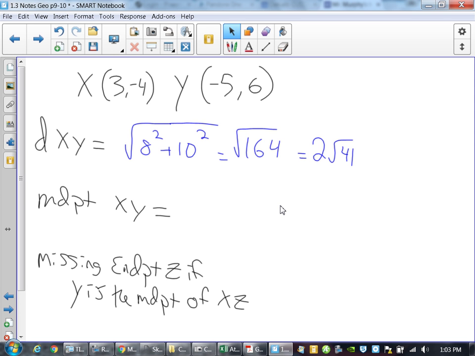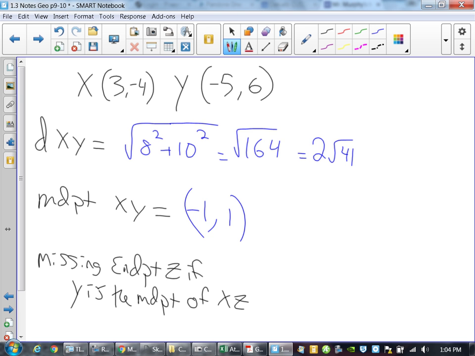What's half of negative 2? Is that negative 1? Yes, ma'am. Another one. Ladies and gentlemen, come on. What's negative 4 plus 6? 2. What's half of 2? 1. So there's your midpoint. My midpoint is at negative 1 and 1. And then lastly, if I'm working at it, what?